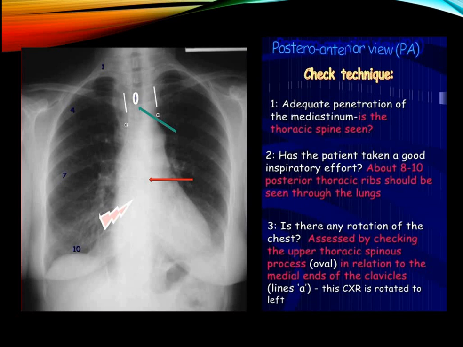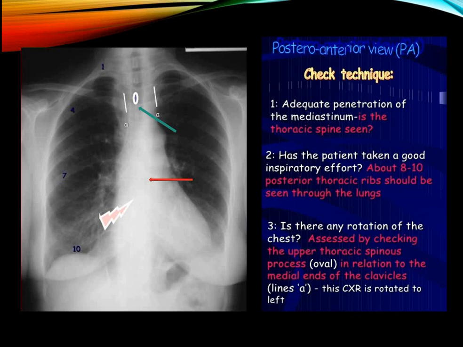Has the patient taken a good inspiratory effort? The chest X-ray should be taken during a good, full inspiration. This is judged by counting the ribs through the lung. If we are counting 8 to 10 ribs posteriorly or 5 to 7 ribs anteriorly, this means that we are achieving good inspiration. The number one in the blue is over the first rib. Number 4 is over the posterior arc of the fourth rib, as will be number 7 and 10.